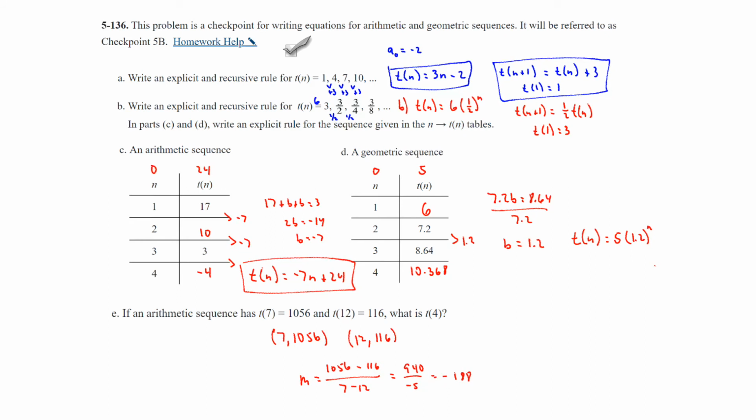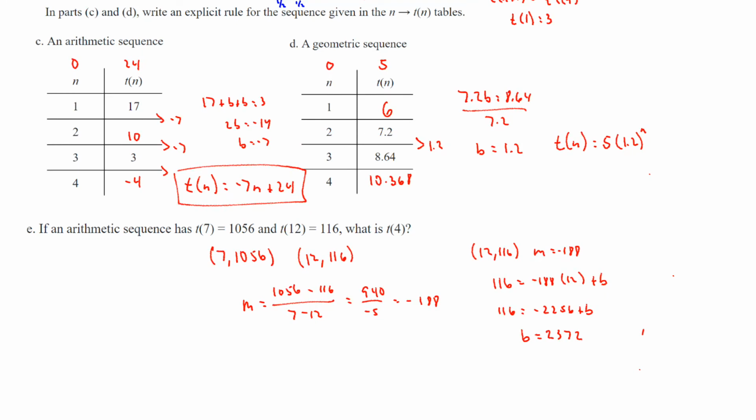So that's that growth. And then we need to know what t of 4 is. But we still need to figure out what the initial is, or t of 0, which is the y-intercept. So can we find the y-intercept given 2 points? Absolutely. We can just take one of those 2 points. I'll take the point 12, 116 with our slope of negative 188 and plug it into y equals mx plus b and be able to solve for b.